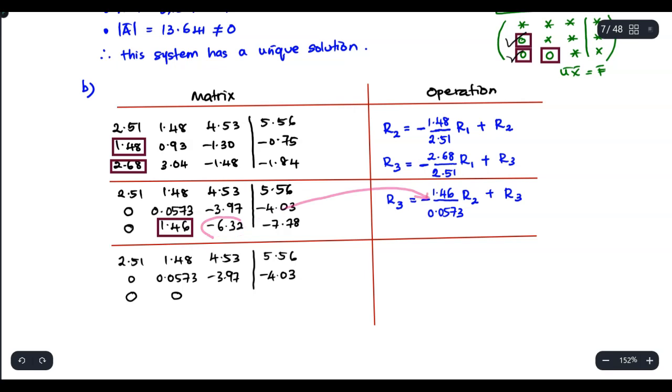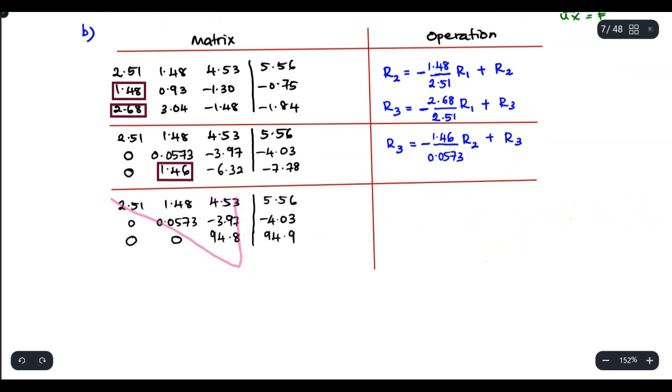And then this one here, negative 6.32. So we apply that operation. It means that you replace R2 with negative 3.97, and then R3 here is negative 6.32. So we should have 94.8. And for this one, perform that operation, and we should have 94.9, in three significant figures. Now you can see that we already have the upper triangular matrix. So we now have Ux equals f, and we can stop doing the ERO and proceed with the next process.